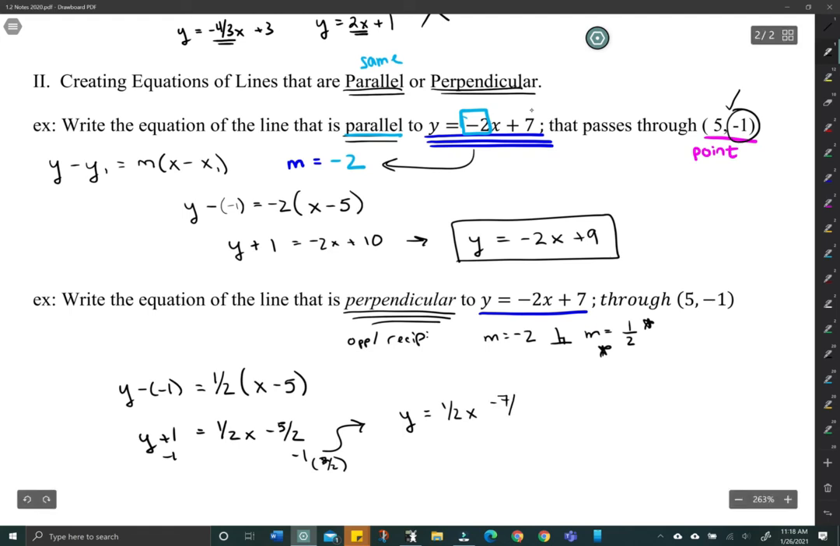Make sure you're okay with perpendicular, and make sure you're okay with parallel, and there are some homework problems to try out for those.